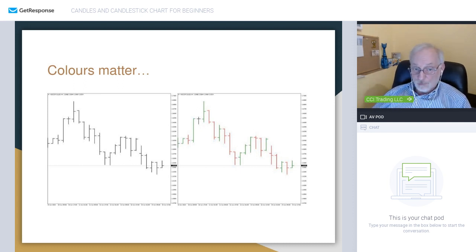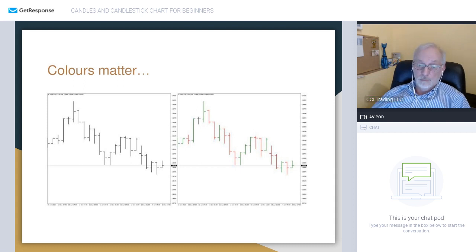In case we have red bars, we know that those are bearish bars. Bearish bar means that the price was falling. In the beginning of the hour, price was here, at the end of the hour was here. So it means that during that hour, price went lower.